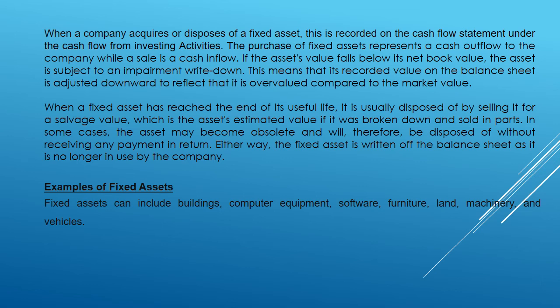When a fixed asset has reached the end of its useful life, it's usually disposed of by selling it for a salvage value, which is the asset's estimated value. If it was broken down and sold in parts, in some cases the assets may become obsolete and will therefore be disposed of without receiving any payment in return. Either way, the fixed asset is written off the balance sheet as it is no longer in use by the company. Examples of fixed assets include buildings, computer equipment, software, furniture, land, machinery, and vehicles.